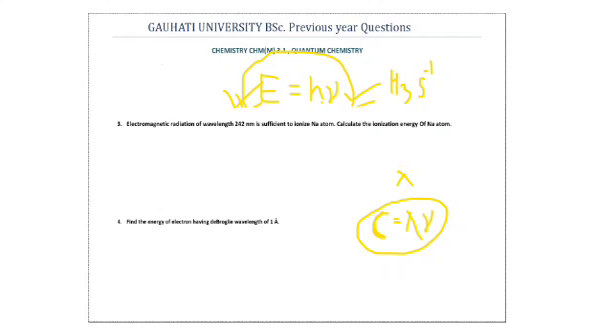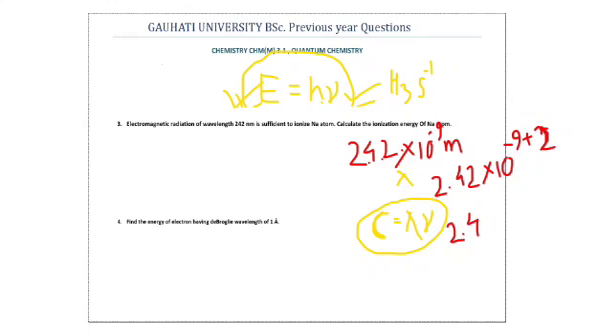Wavelength is 242 nanometer. Again we will do the same trick, that is we will convert nanometer into meter. 242 nanometer means 242 into 10 raised to the power minus 9 meter. So this will be 2.42, moving two positions to the left, so minus 9 plus 2. 2.42 into 10 raised to the power minus 7 meter.